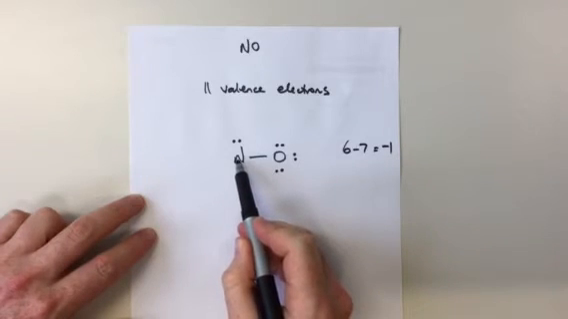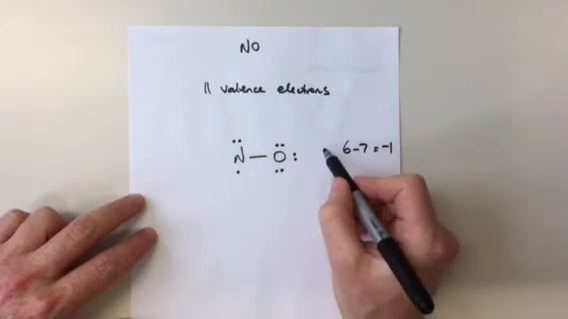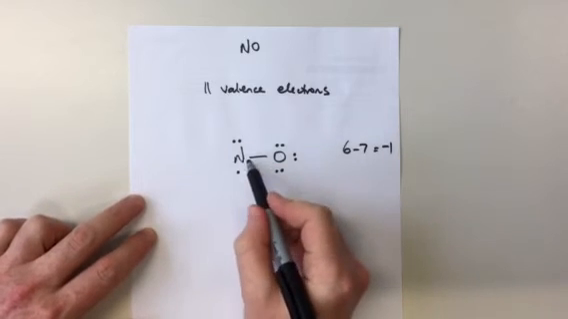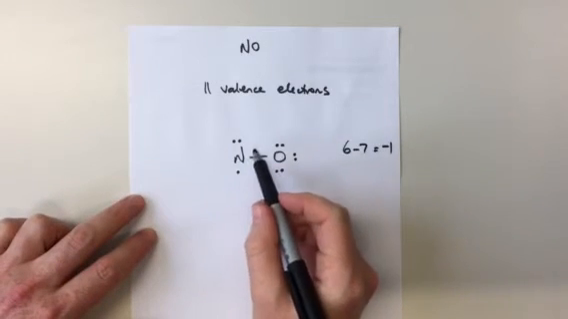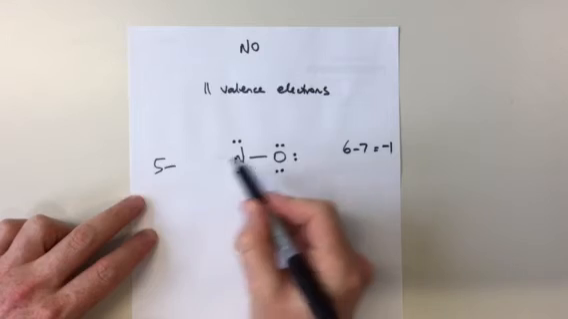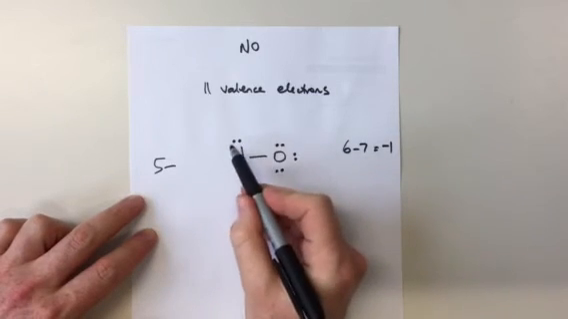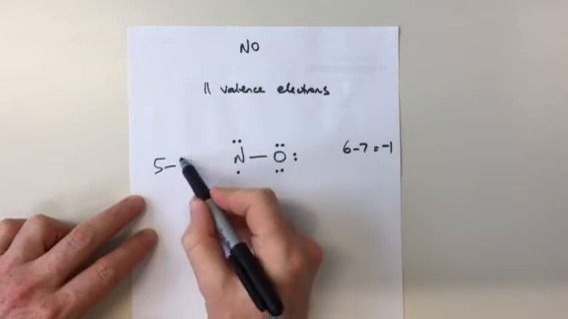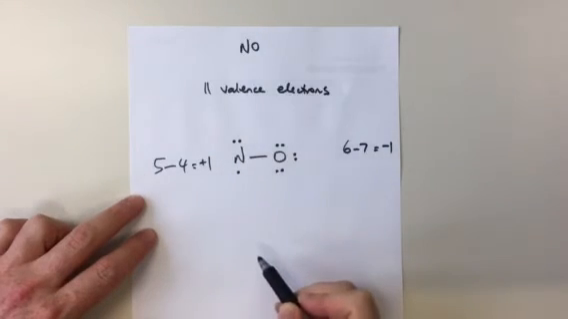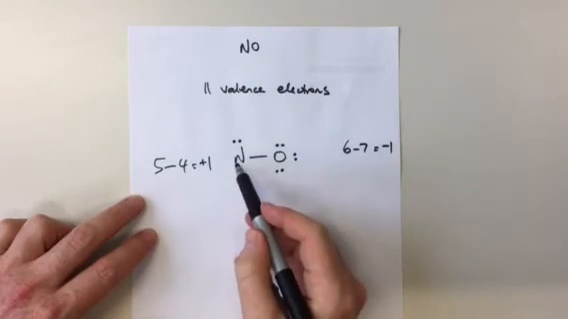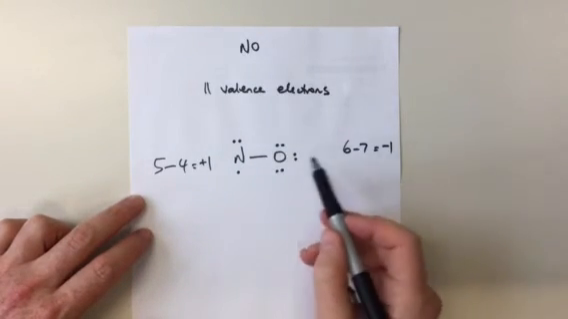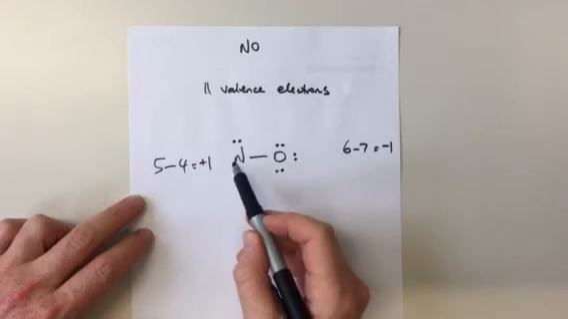Now let's do the nitrogen. The valency of nitrogen is 5, and the number of electrons that belong to it in this structure is 1, 2, 3, 4. So the formal charge on nitrogen is +1. So we have formal charges of +1 and -1.